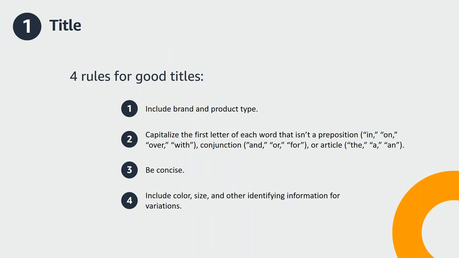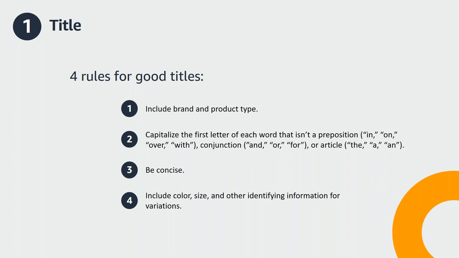First, any product you sell in the Amazon store needs a title or product name. A good title describes the product clearly and succinctly and helps drive traffic to your listing. You'll want to follow four basic rules for product titles. Include the brand and product type. Capitalize the first letter of each word that isn't a preposition, conjunction, or article.